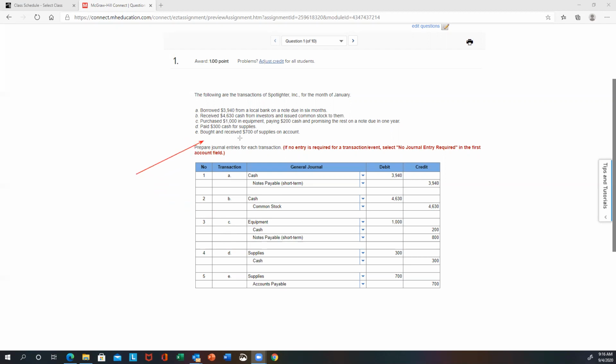And then the last one, bought and received $700 of supplies on account. That would be debiting supplies. Notice this one goes to accounts payable. That would be the credit. All right, so that's problem 1.